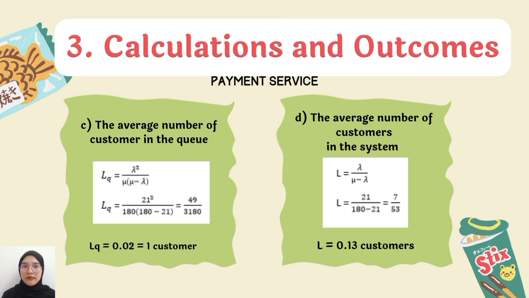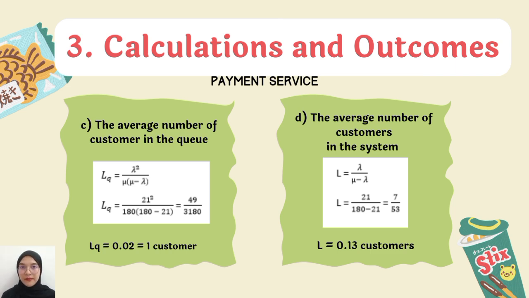So for part D, average number of customers in the system. To find the average number of customers in the system, we use the formula L equals lambda over mu minus lambda. Substituting the values, L equals 21 over 180 minus 21, equals 21 over 159, equals 7 over 53, approximately 0.13. This indicates there are about 0.13 customers in the system on average, including both those in service and in the queue.